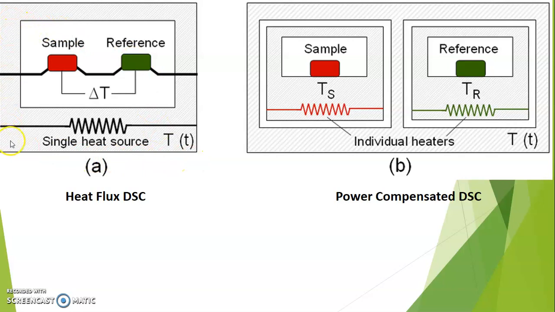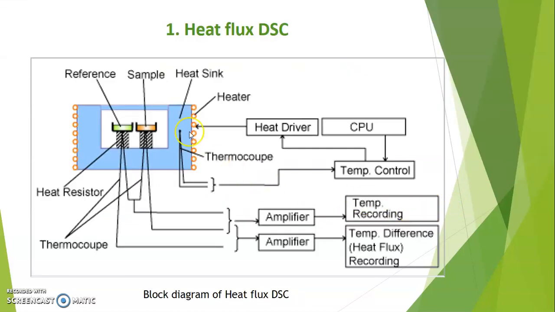Here you can see a single block is used where sample and reference containers are present, which is attached with a single thermocouple. But in power compensated DSC, this is the block diagram. Here separate blocks are used for the sample and reference, and separate heaters are used. So this is the main difference between the heat flux DSC and power compensated DSC. Now we will see the types of DSC instruments one by one.